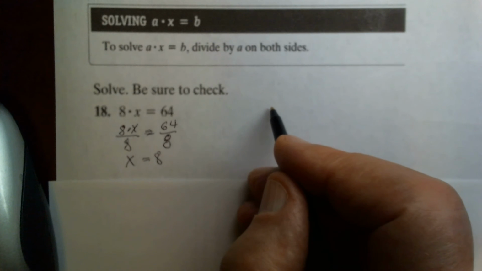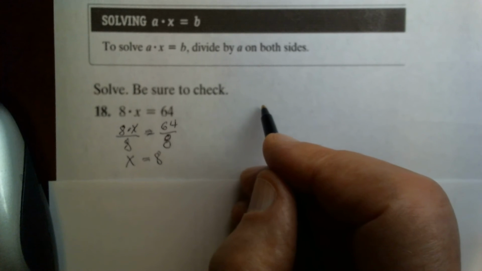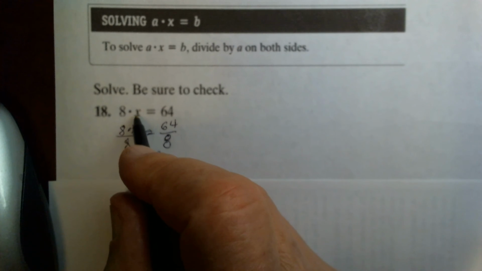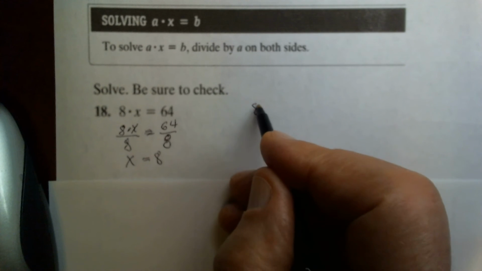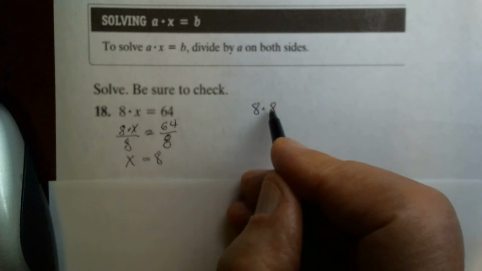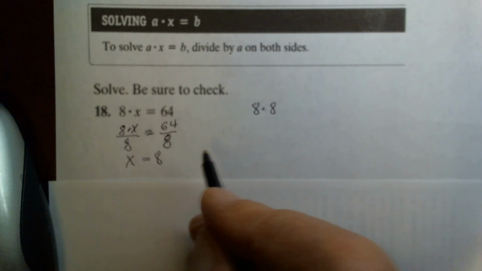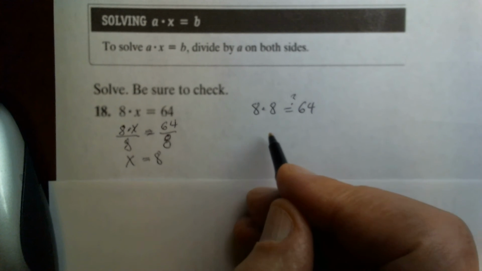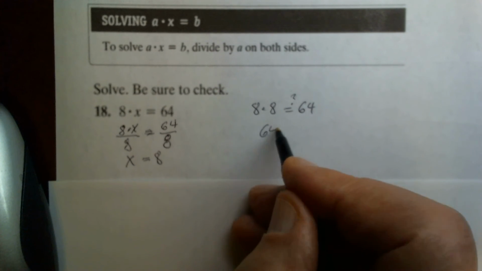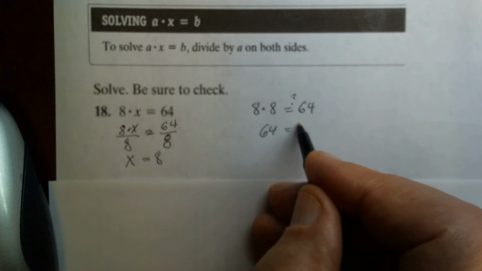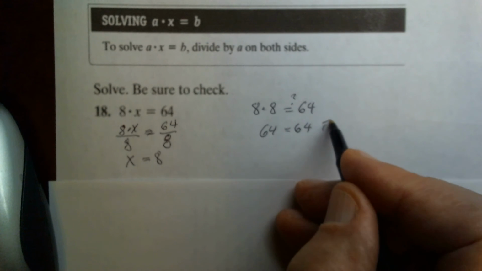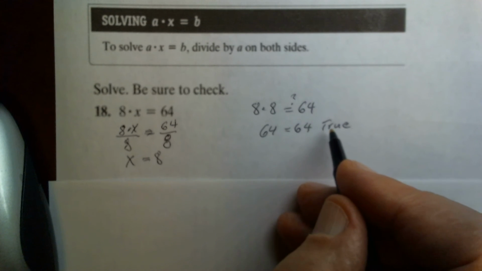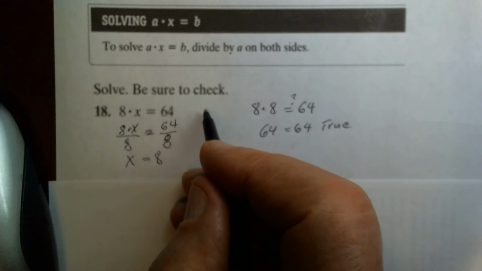Now the way we check this is we multiply. We replace x with 8, so then we have 8 times 8. Is that equal to 64? Is that a true statement? And since 8 times 8 is 64, we can say yes, that's a true statement. So the solution of this equation is 8.